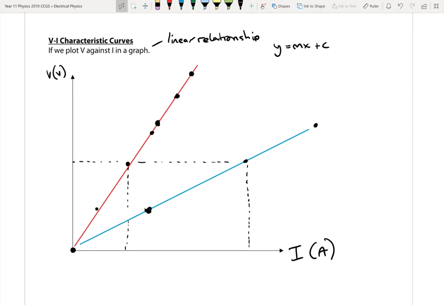So, for the same amount of EMF, for the same amount of push in the circuit, if you get more current, then that would be a lower resistance. For the same amount of push, if you got less current, then that would be a higher resistance.